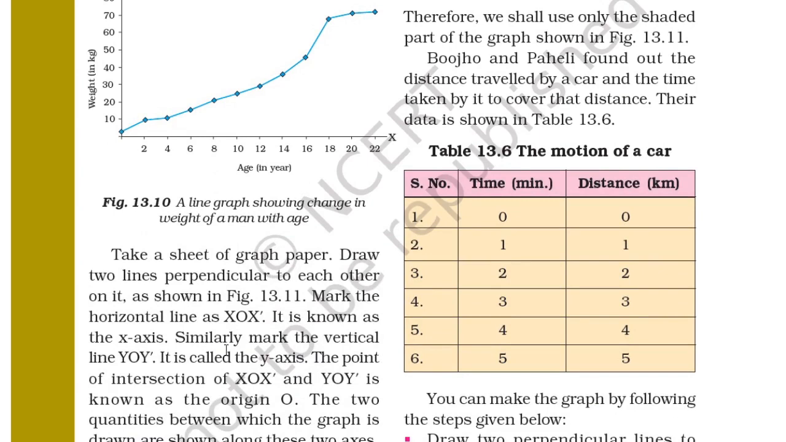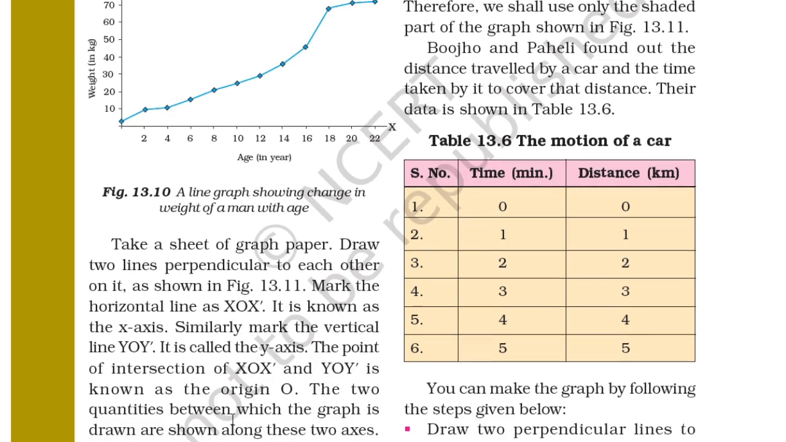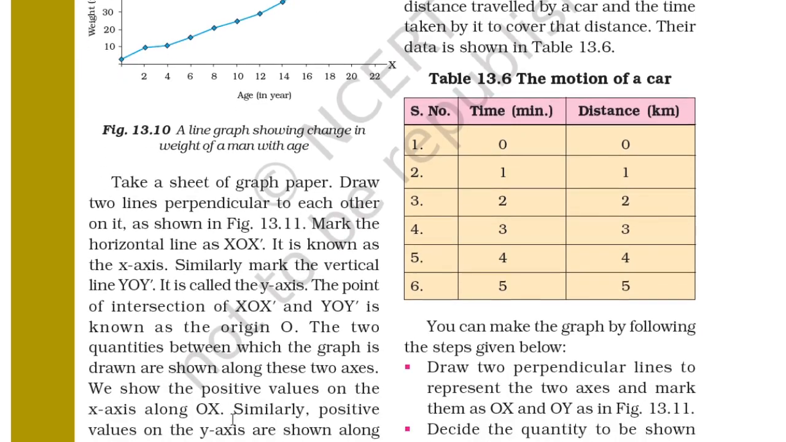Take a sheet of graph paper, draw two lines perpendicular to each other on it. As shown in figure 13.11, mark the horizontal line as X'OX. It is known as the x-axis. Similarly, mark a vertical line YOY'. It is called the y-axis. The point of intersection of X'OX and YOY' is known as the origin O. The two quantities between which the graph is drawn are shown along these two axes.